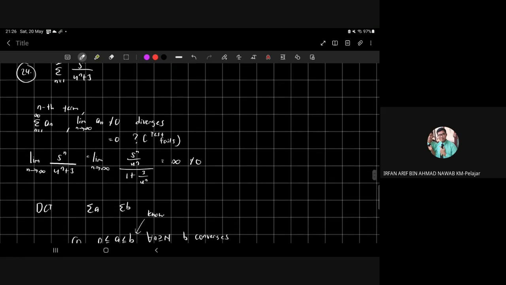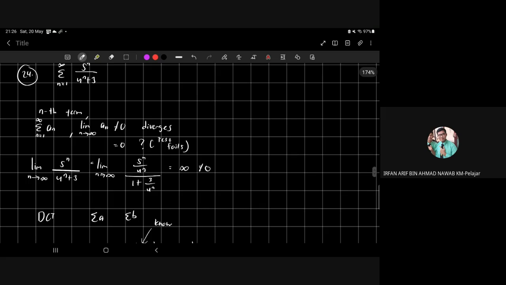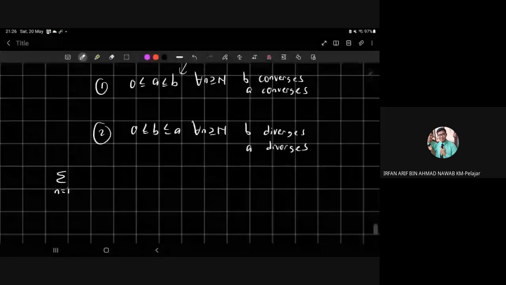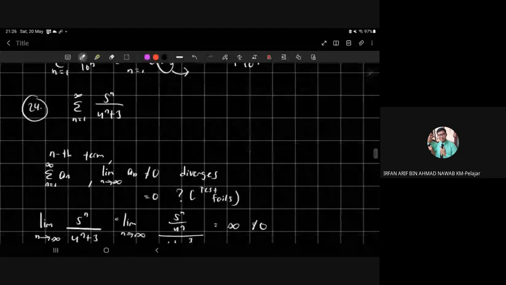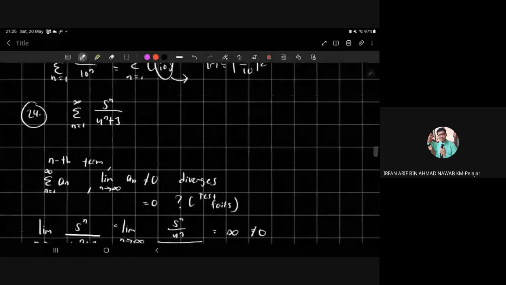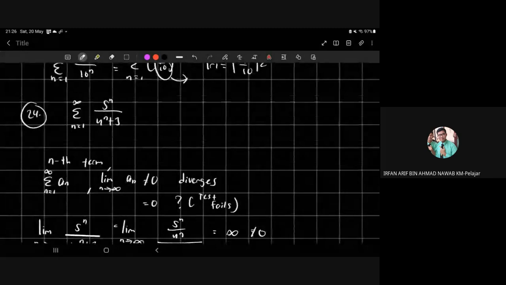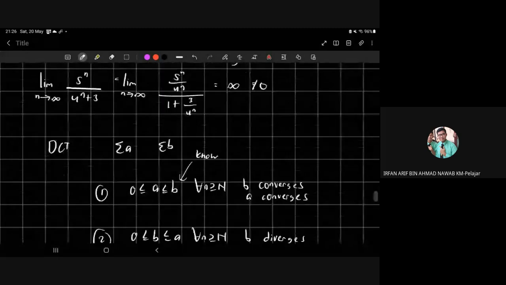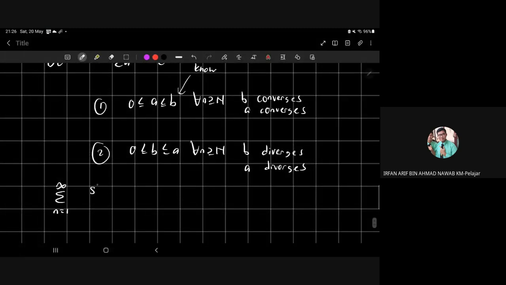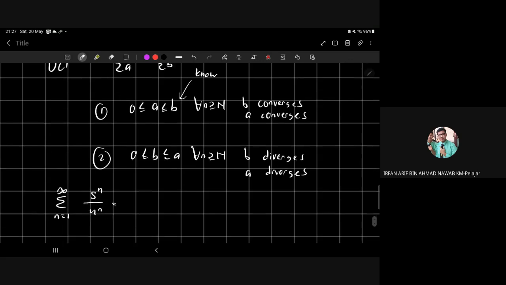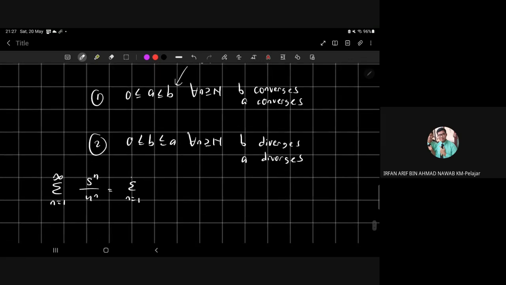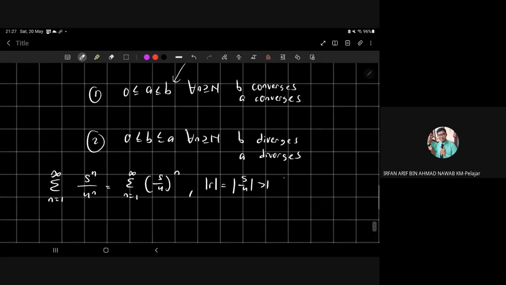So let's try. This series, I believe we can compare with 5 to the power of n over 4 to the power of n. And as you can see, this is a geometric series. But the question is, does it diverge or converge? We know that the common ratio is 5 over 4, and 5 over 4 is larger than 1. So it diverges.